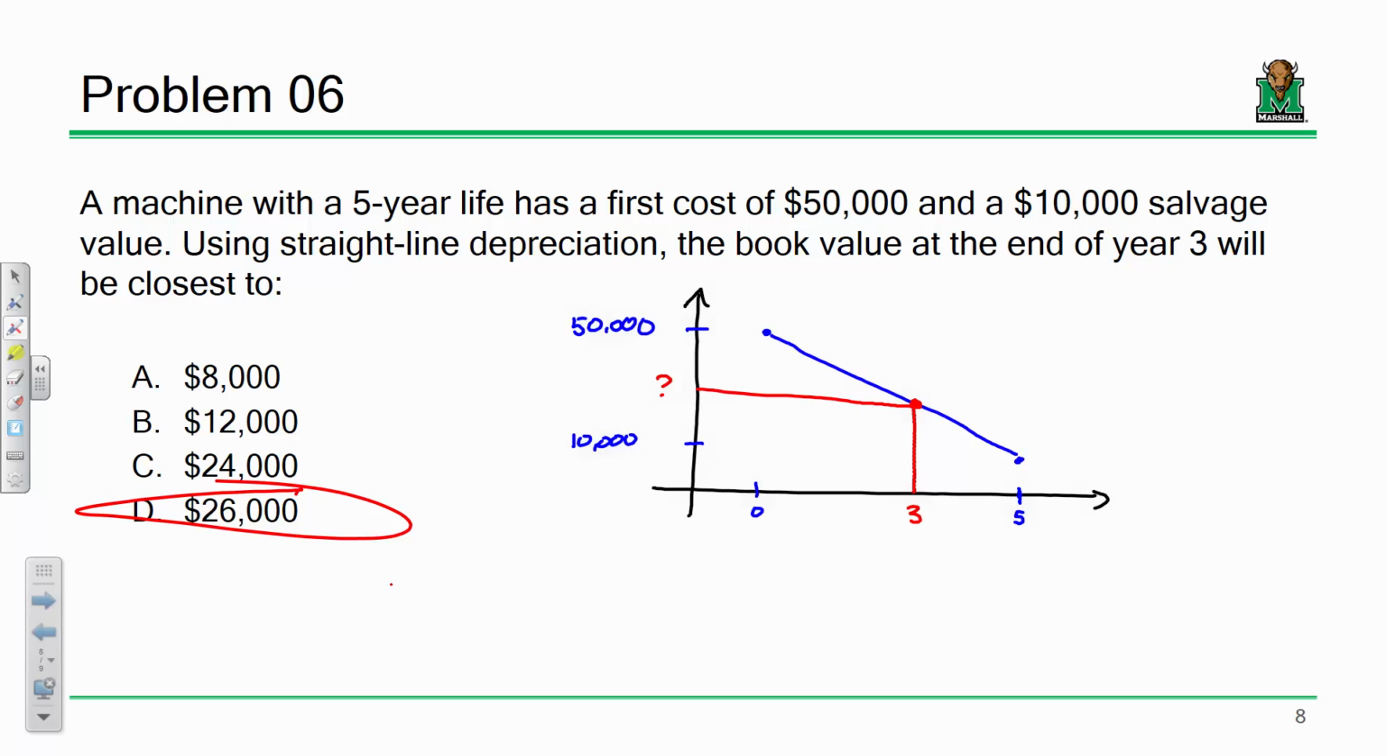What do we think? Now, everybody okay with this? All right. Any questions? Hold on. Are there any questions? Okay. All we gotta do for this problem is just create a graph. I'm not kidding. That's straight line depreciation.